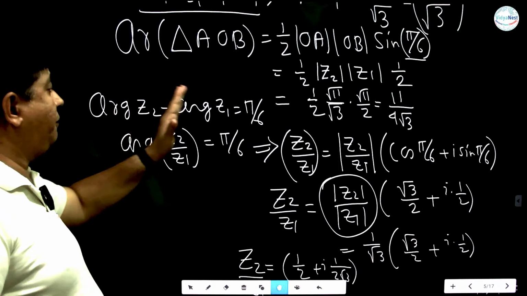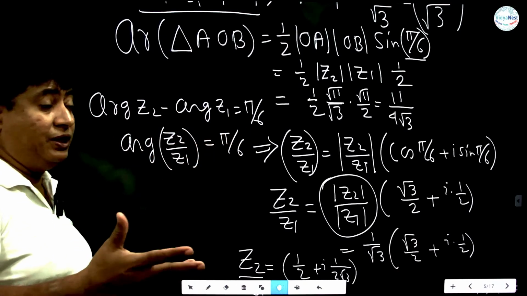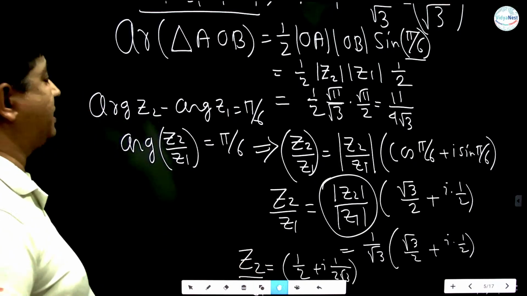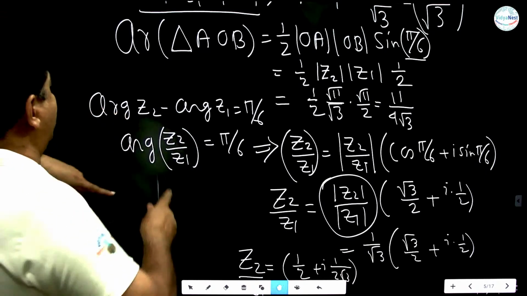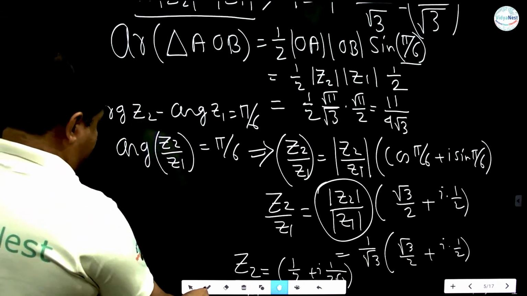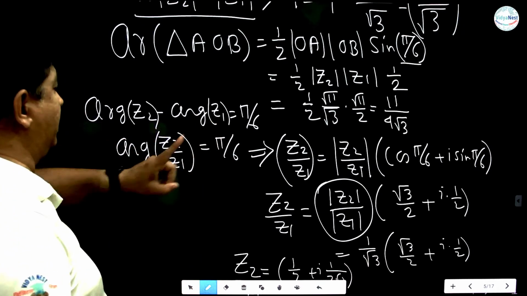Okay, so if you are not aware of this formula, you can see my video on complex numbers on behalf of Vidyanest. See, argument of z2 minus argument of z1 is argument of z2 by z1, pi by 6.